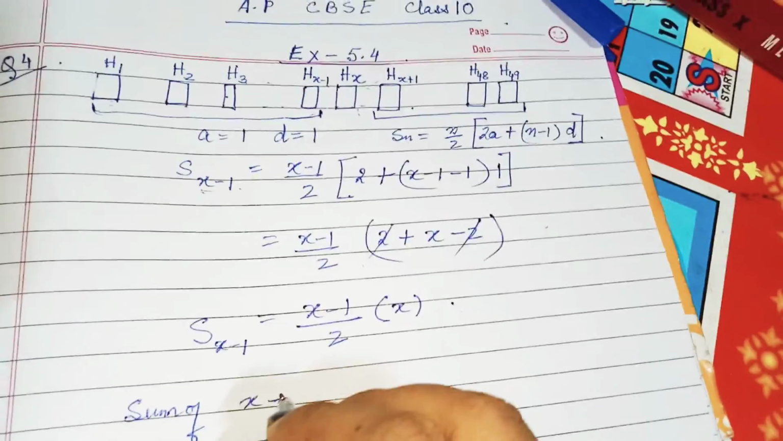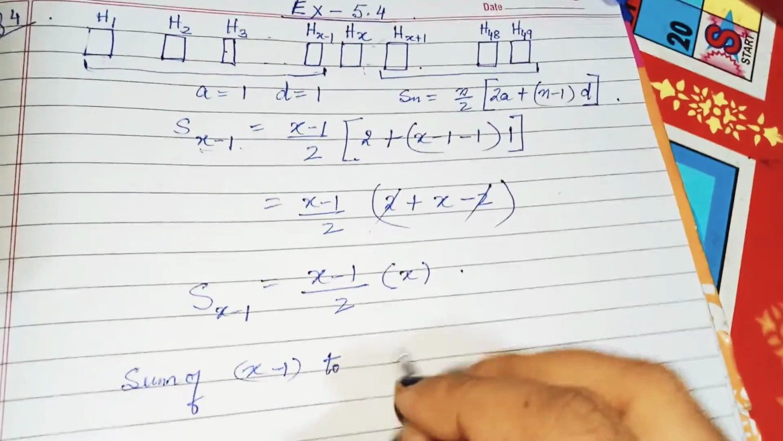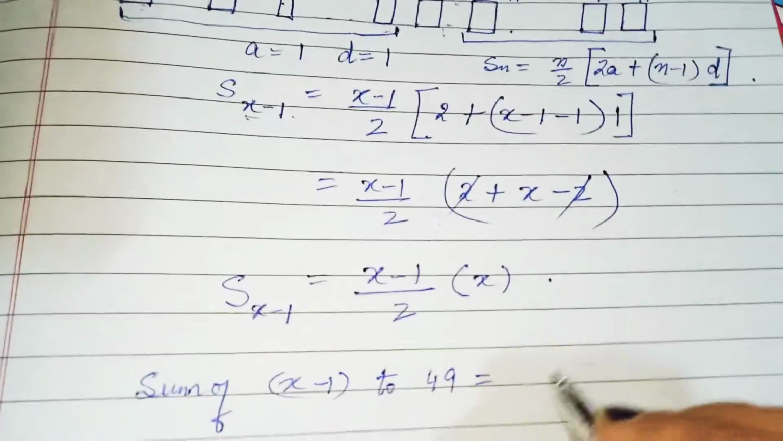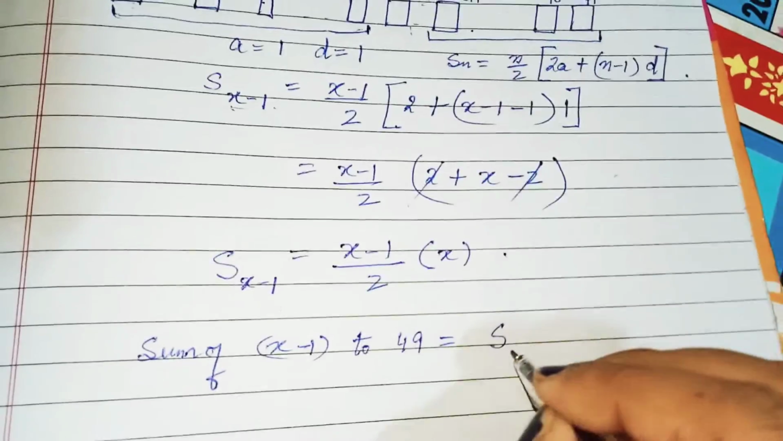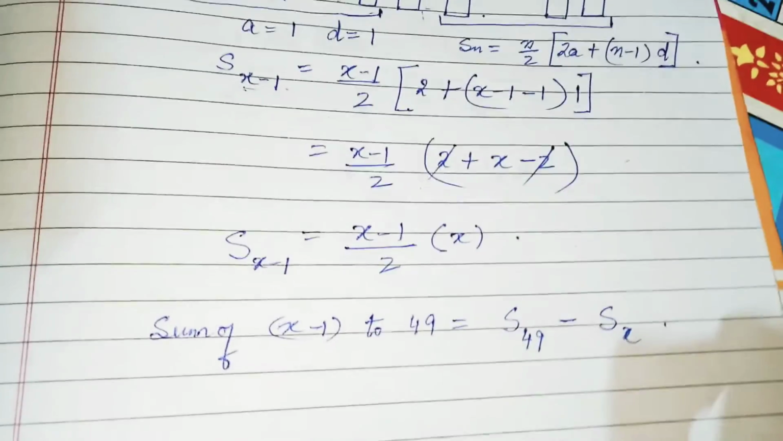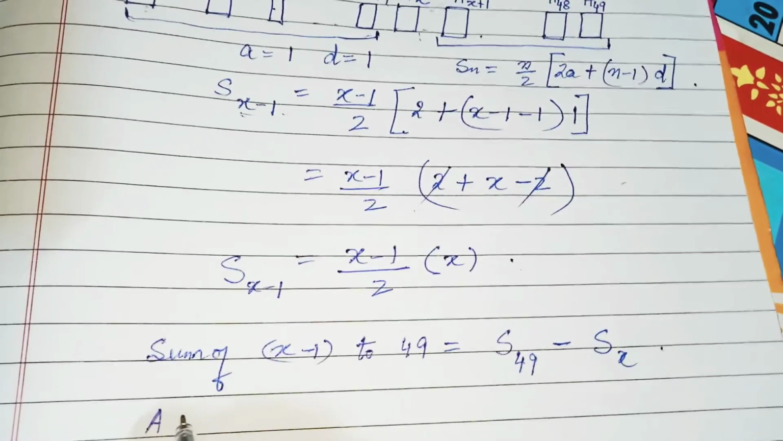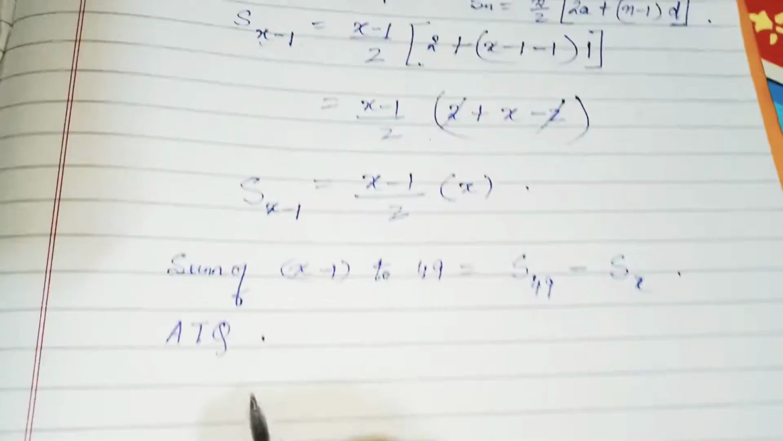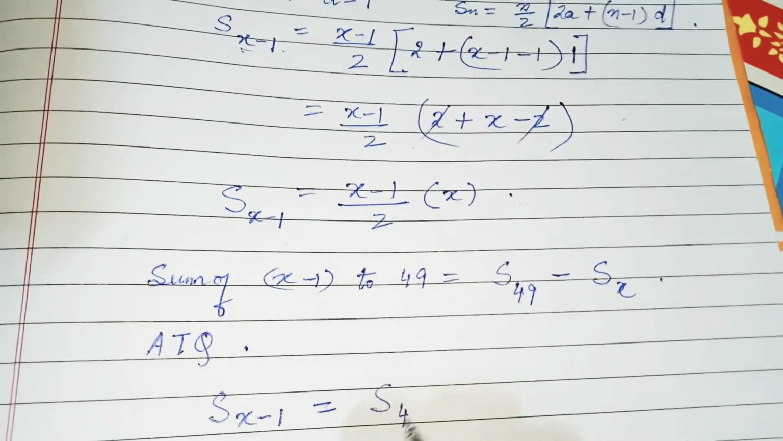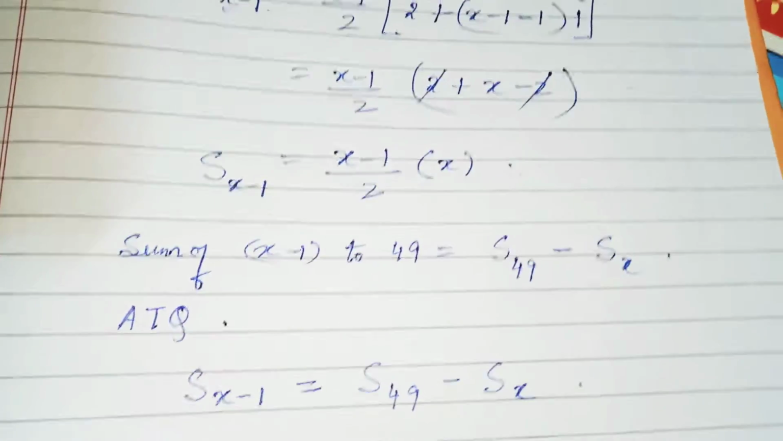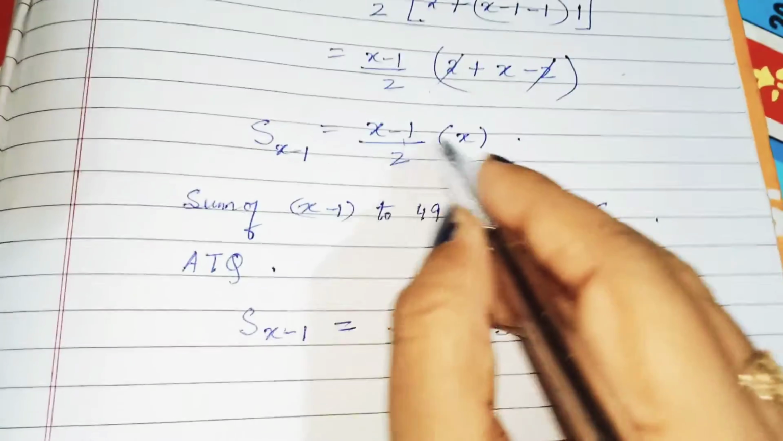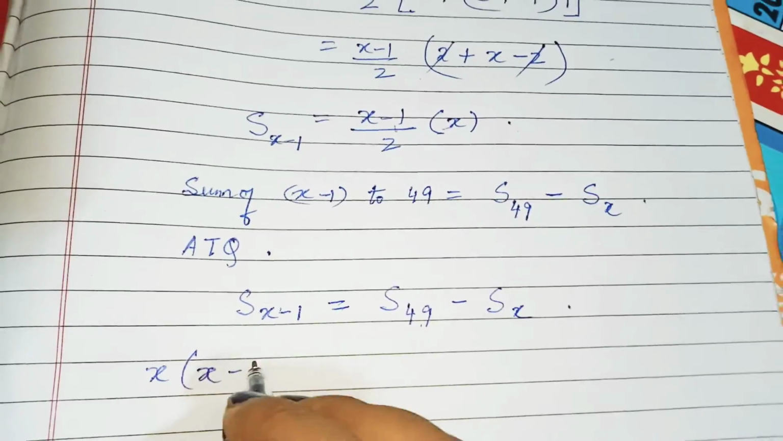So the sum from x plus 1 to 49 can be written as S49 minus Sx. According to the question, S(x-1) equals S49 minus Sx. So here we have got this one, x into (x minus 1) upon 2.